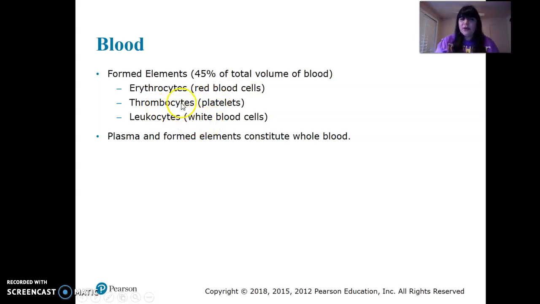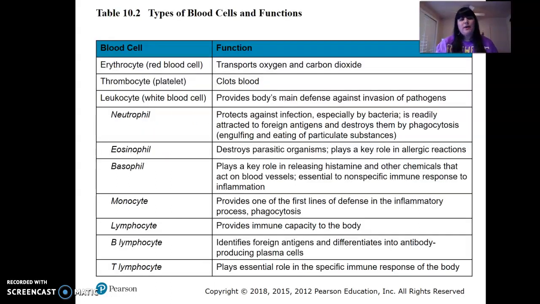A good way to think about it, they're red blood cells. They're carrying oxygen and carbon dioxide. Thrombocytes, platelets, they're involved in blood clotting. Leukocytes, those are the white blood cells, they're involved in immunity. Then the rest of it, 55%, is the plasma, okay? And the plasma has, again, water and then electrolytes and hormones and so on.